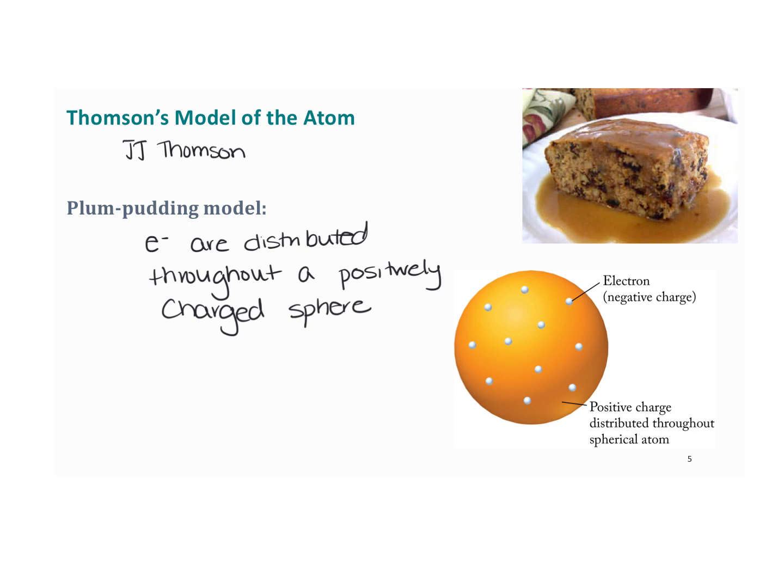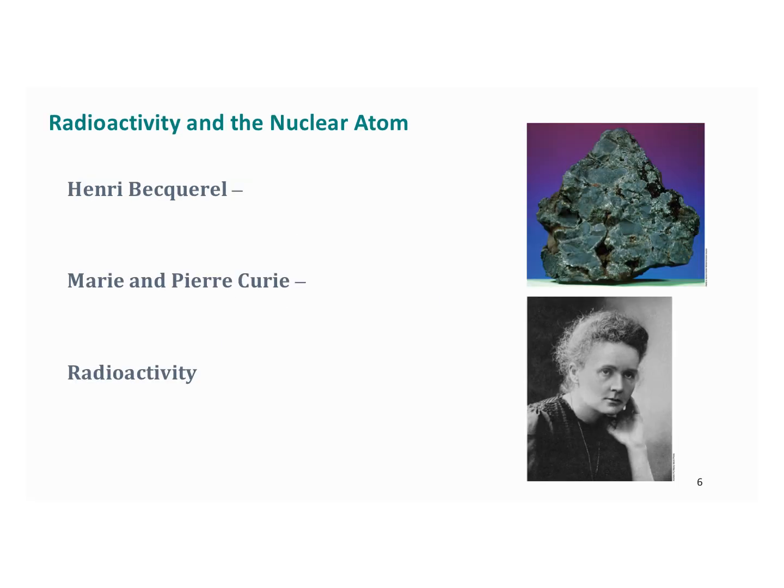Now, the plum pudding model just didn't really last long because radioactivity was discovered, kind of figured out. So Henri Becquerel was a French physicist, and he really was investigating radiation that was emitted from pitchblende, which is a uranium ore. And so this is pitchblende, right?